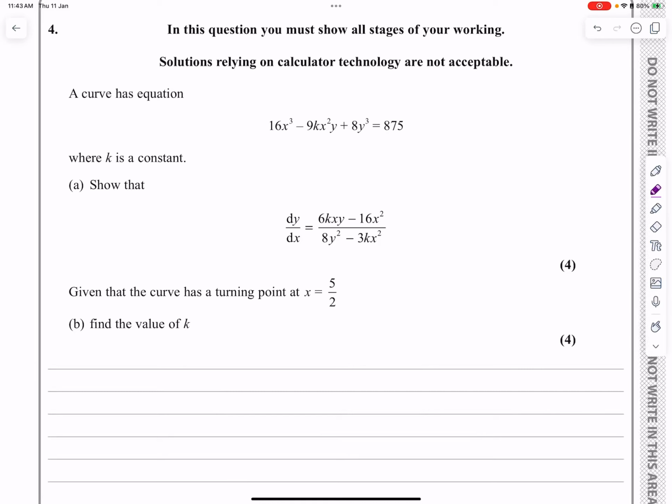Okay, this is the PE4 paper from June 2022. It's question number 4, which as you can see is a differentiation question, and in particular this is obviously implicit differentiation. Right, so let's have a look at it, make a start.